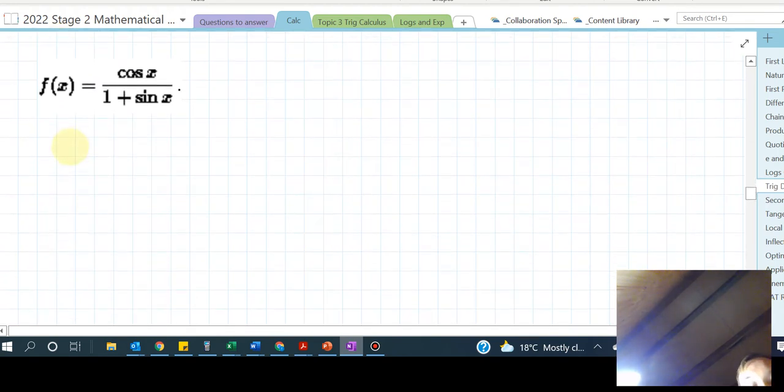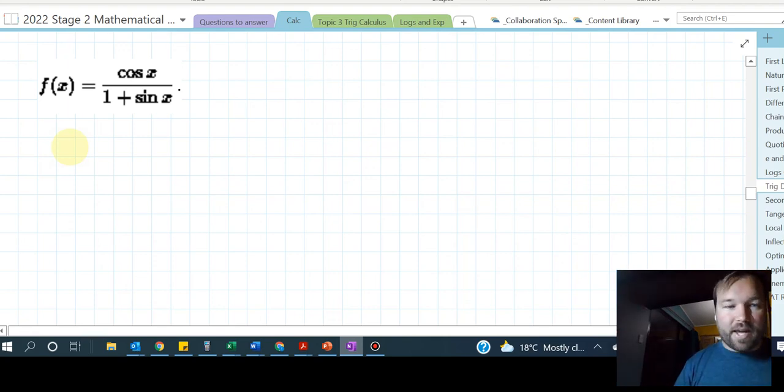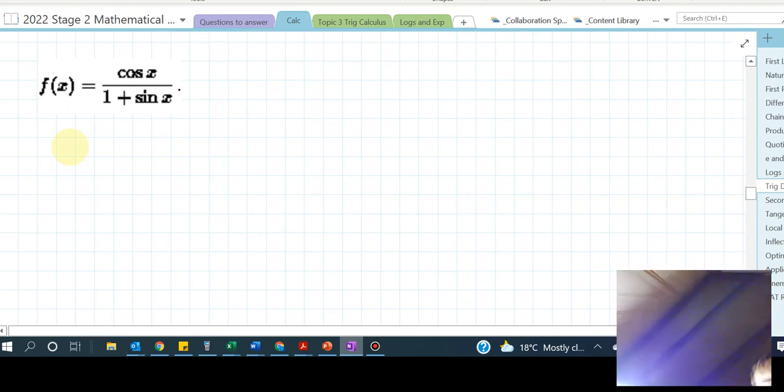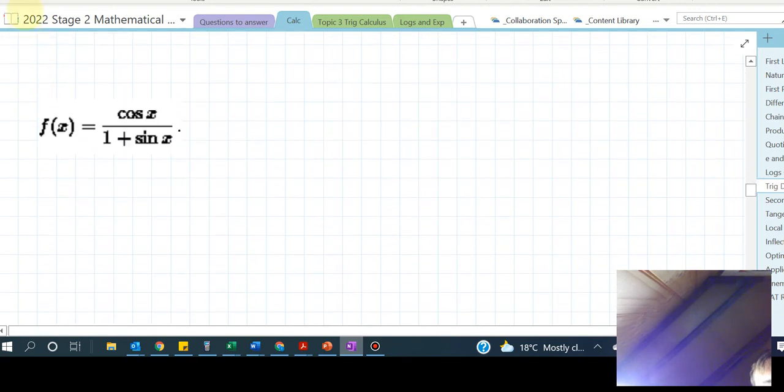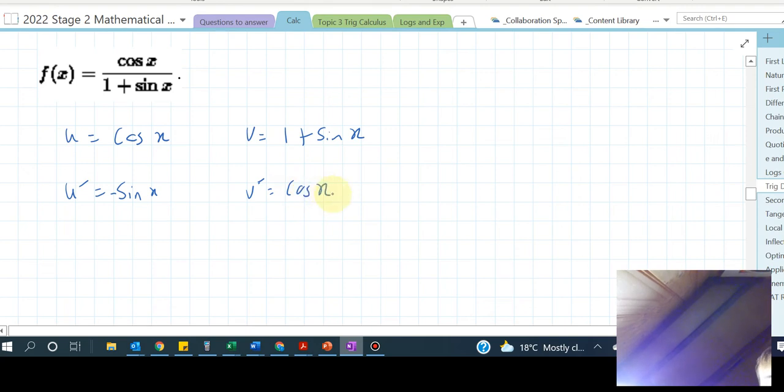Alright, here we've got a function of x divided by another function of x. So we're using quotient rule. Again, just with trig, but quotient rule. Alright, so u is x, v is 1 plus sine x. u dash, because it's difficult, is minus sine x. v dash, the 1 derives to 0, sine is just cos x.